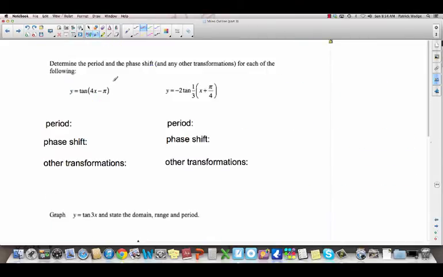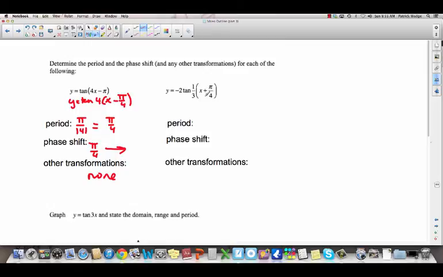And let's try a couple. Determine the period and the phase shift and any other transformations for each of the following. Okay, well, first of all, in this first question, we need to switch this into the form that we like. So we want to factor that 4 out. So we have tan 4 times x minus. We divided 4x by 4 to get x, so you have to divide pi by 4, and you get pi over 4. Now you're ready to go. The period is, we just talked about that, pi over the absolute value of b. In this case, b is 4. So you get pi over 4 as your period. The phase shift is pi over 4, what direction? To the right.